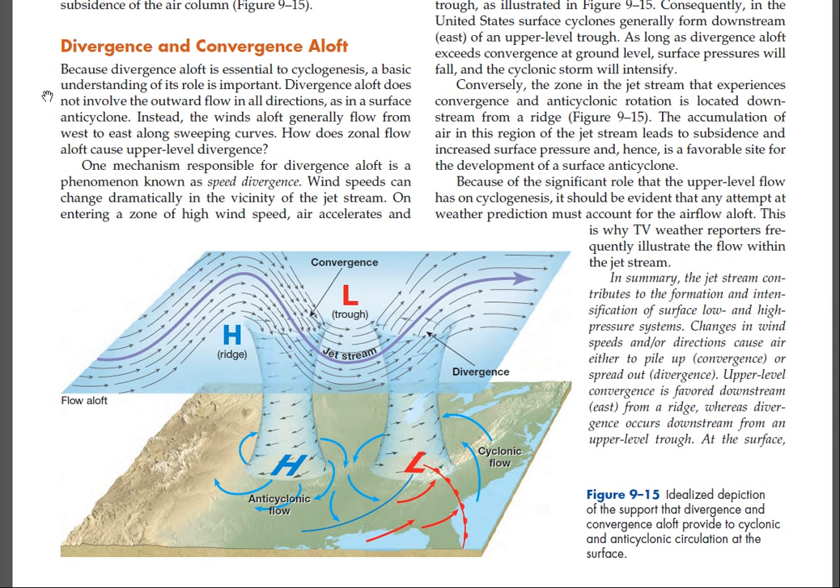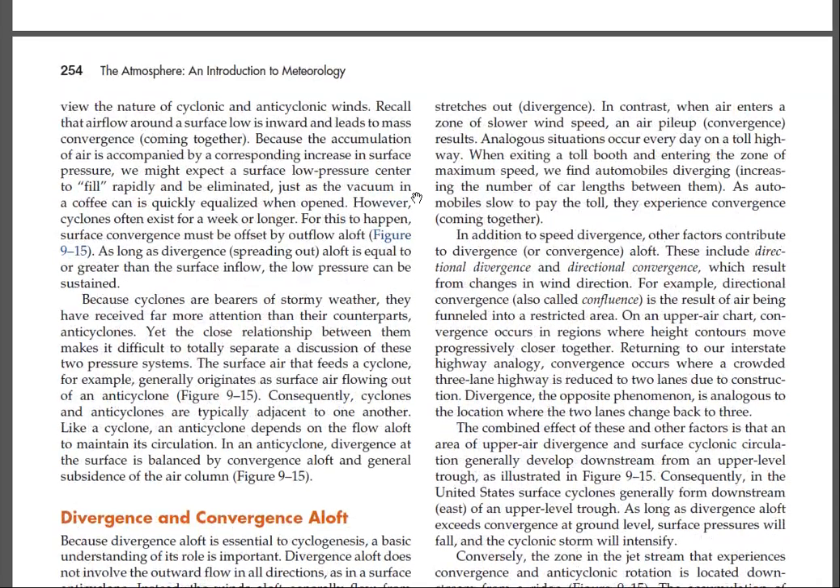How does zonal flow aloft cause upper-level divergence? One mechanism responsible for divergence aloft is a phenomenon known as speed divergence. Wind speeds can change dramatically in the vicinity of the jet stream. On entering a zone of high wind speed, air accelerates and stretches out, divergence. In contrast, when air enters a zone of slower wind speed, an air pile-up, convergence, results.